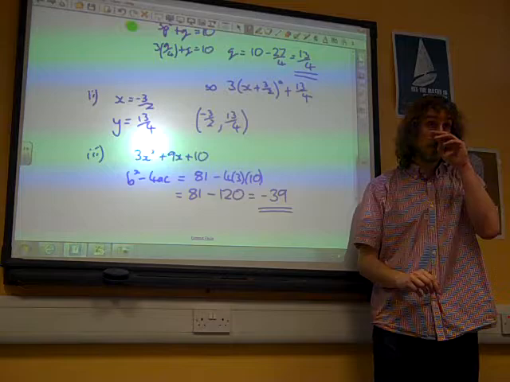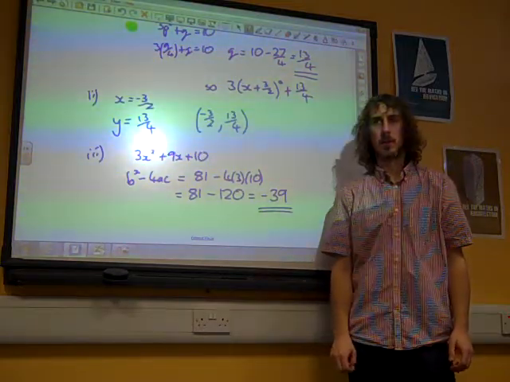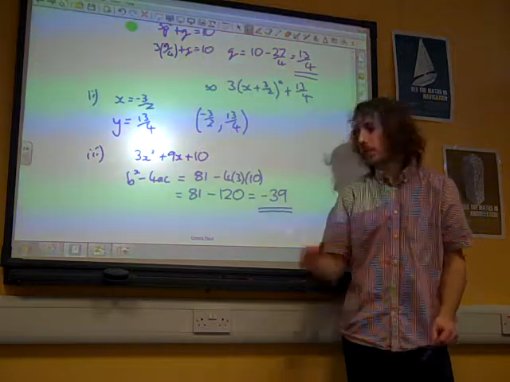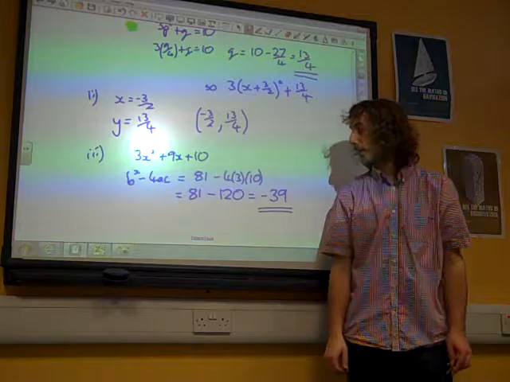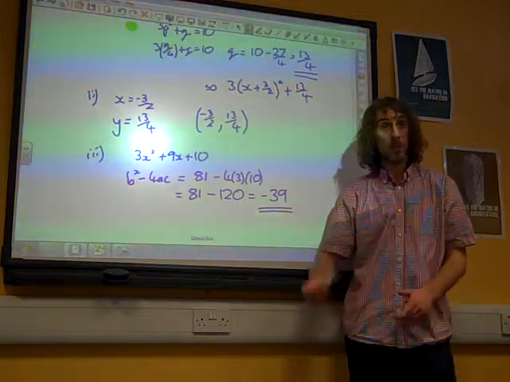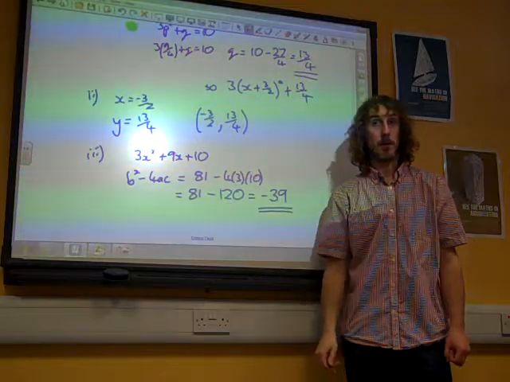It didn't ask you to interpret it. So if you went on to say, therefore no real roots or anything like that, that was irrelevant. It just asked you for the value of the discriminant. And that was it. Notice no square root sign. So don't put the square root sign in there. It's only b squared minus 4ac that we want.